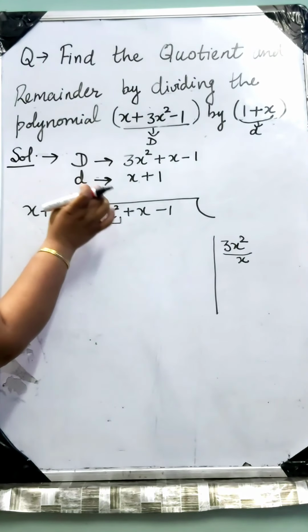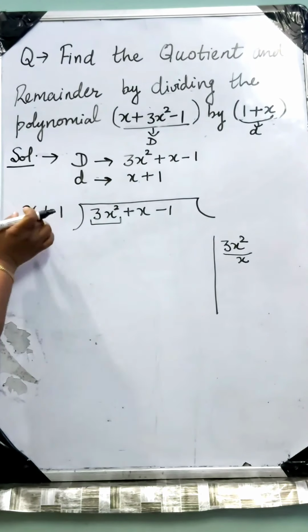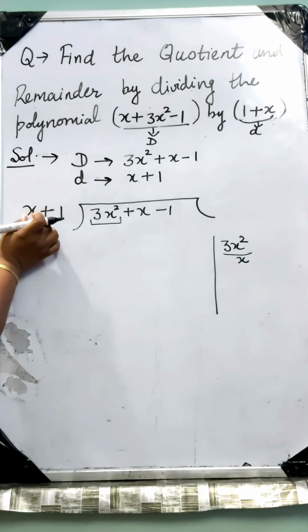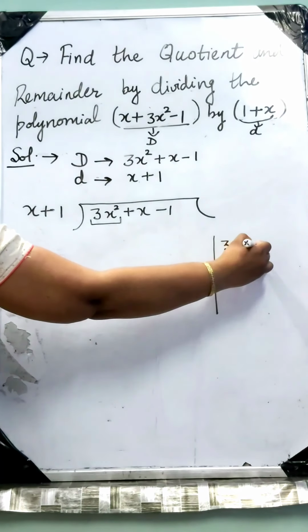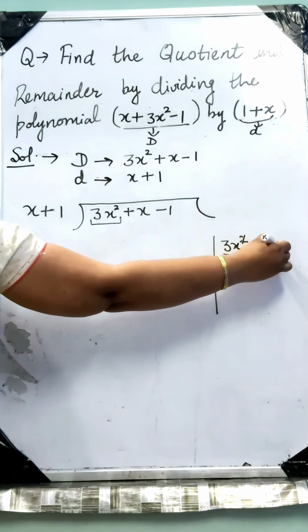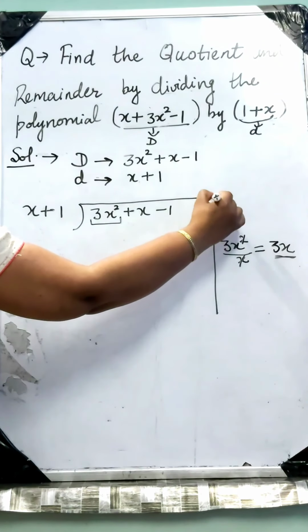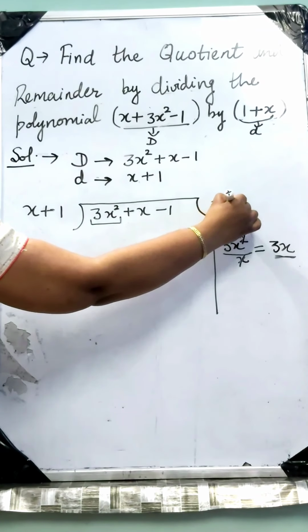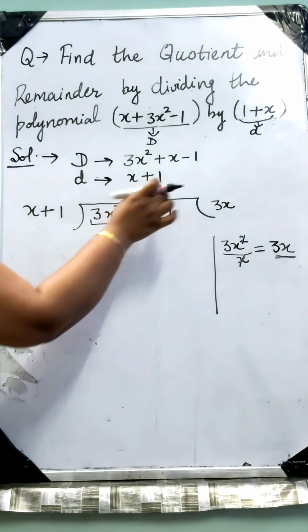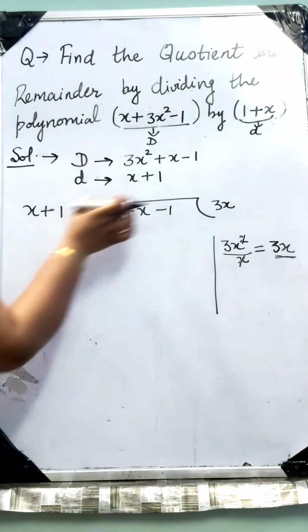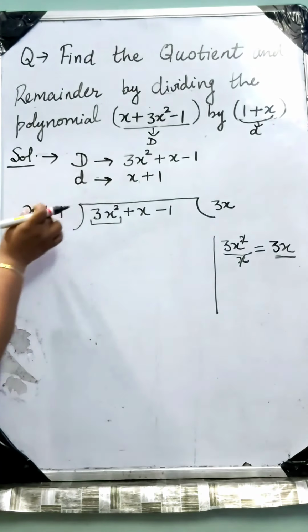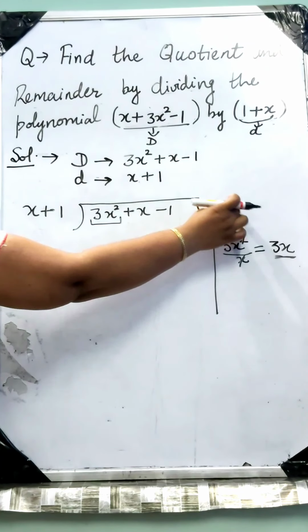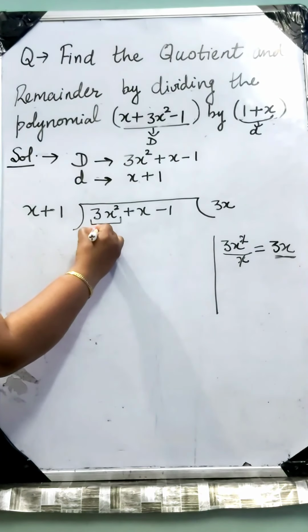You have to take the first term of the dividend by the first term of the divisor and cancel the common factor from it. You will obtain the first term of the quotient. Now 3x is our first term of the quotient. Now multiply the first term of the quotient with the divisor. Multiply 3x by x, and we know that 3x into x equals 3x square.